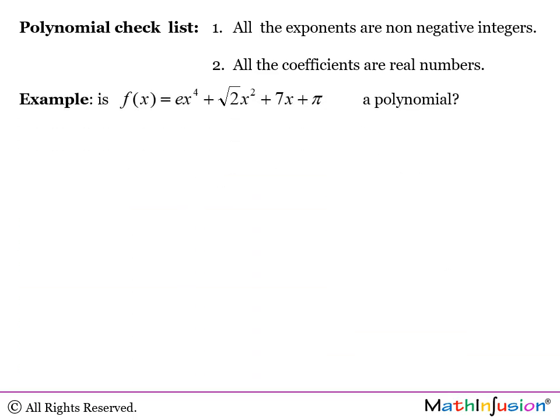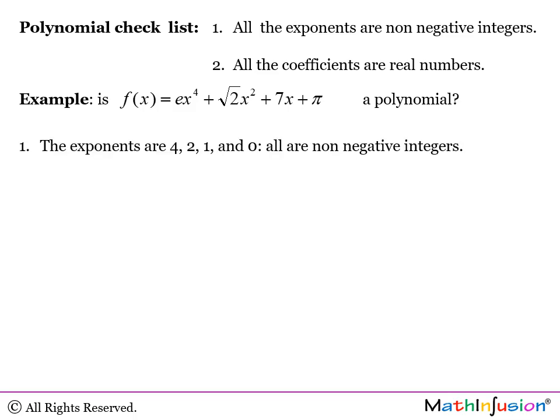Example: let's observe that the function f(x) is a polynomial, and here's the reason. The exponents are 4, 2, 1, and 0. Pay attention. If you look at the pi, this is pi times x to the 0. All the exponents are non-negative integers. All the coefficients are real numbers. E is a real number, so is square root of 2, 7, and pi.